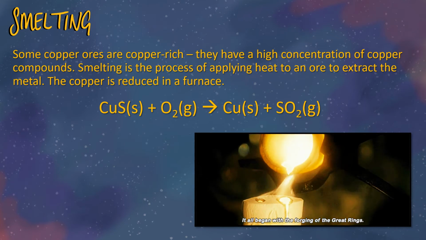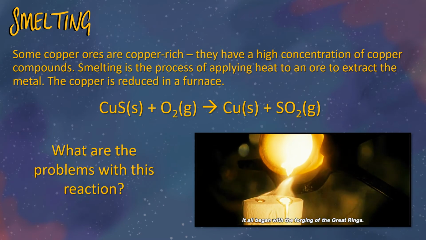And this is the reaction. So we've got a copper ore here plus oxygen, so you burn it with oxygen, and then we get copper and sulfur dioxide. Now, can you think of any problems with this reaction? Just have a little think and I'll give you the answer in 3 seconds.